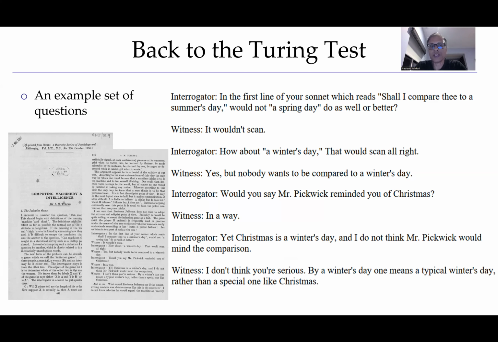And if the interrogator is not able to distinguish between a human witness, a human who answers, versus a machine that answers, then that would be a definition of a thinking machine. That would be an example of artificial intelligence. At least that was Turing's definition. It was based on perfect mimicry.